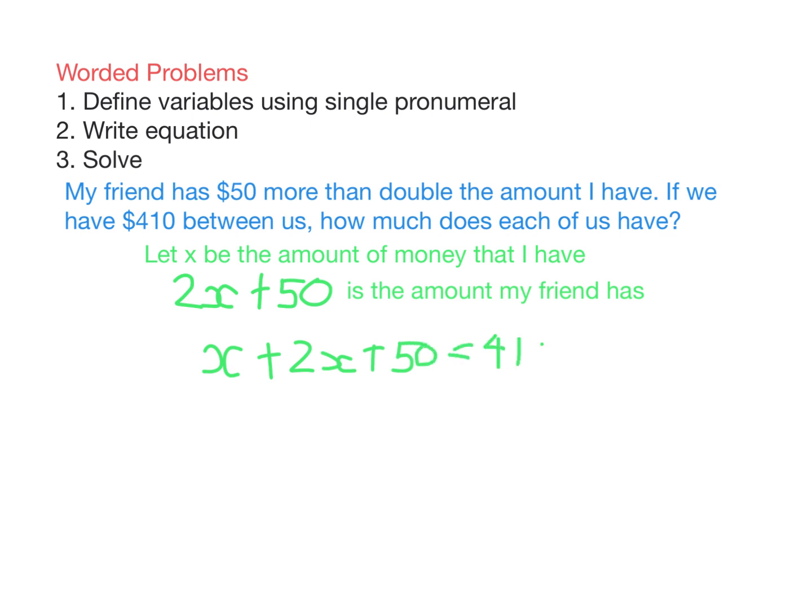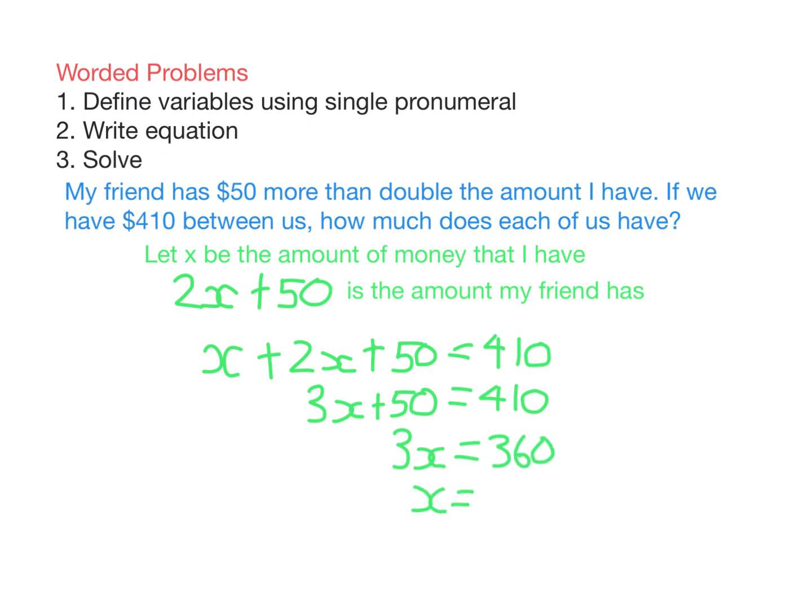So now I've got an equation that I can solve just like I did on the previous slide. I need to get x to one spot. x plus 2x is 3x. So when I have x to one spot, all I need to do is undo what I've done to x in the opposite order to BIDMAS. So I'm going to subtract 50 from both sides and then divide each side by 3.